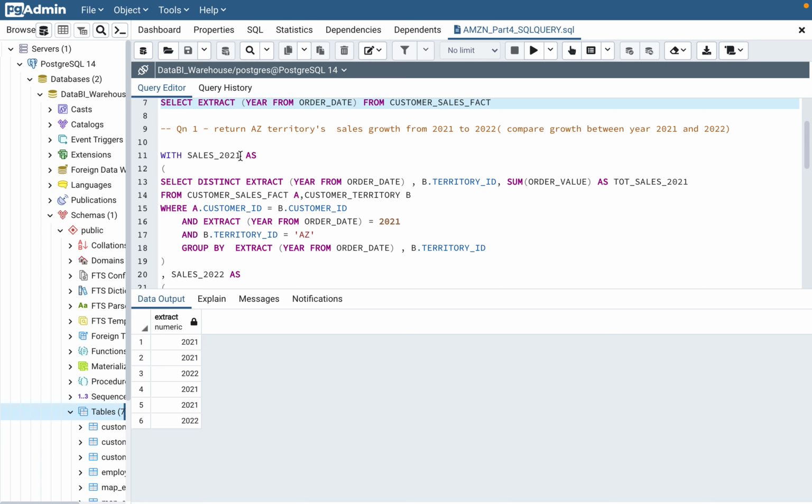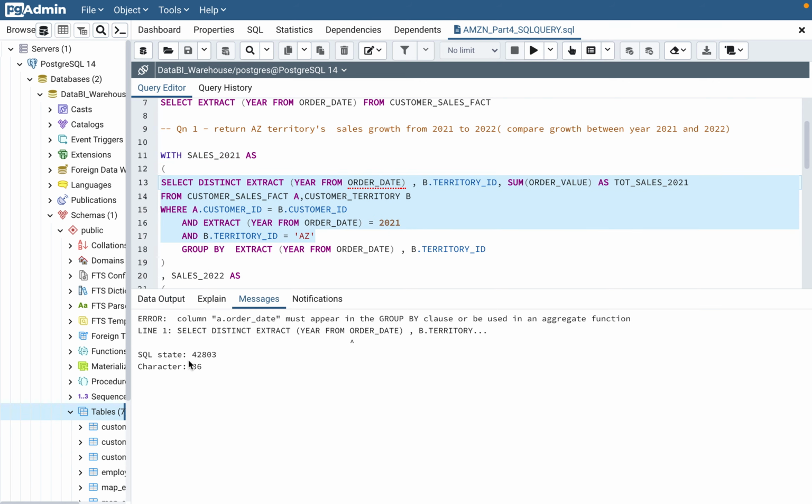Since it is the 2021 year, we need to put a filter on 2021, and then territory ID, they said only for Arizona, right? And since you use sum, which is an aggregate function, you need to use group by. Whatever columns you are using here, which is year of order date and territory ID, you have to group by. If you don't group by, it's going to give you an error. So if you see here, select distinct extract, order date must appear in the group by clause. So whatever you are selecting here, you have to group by.